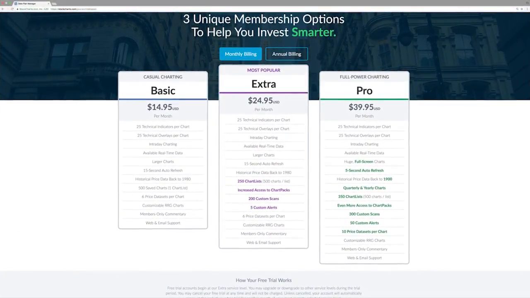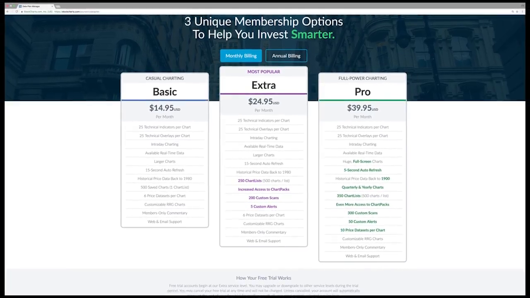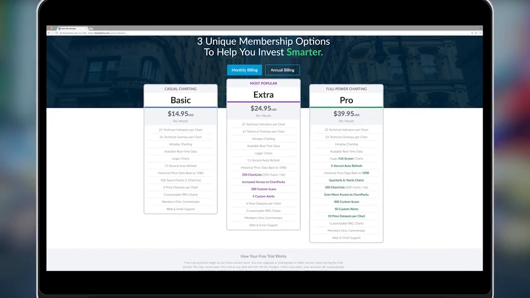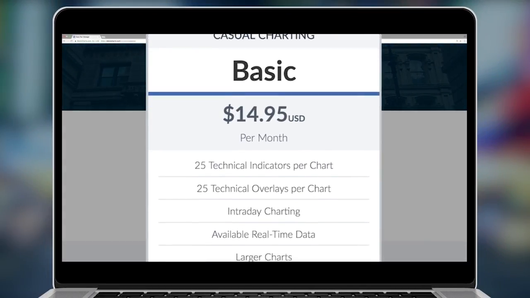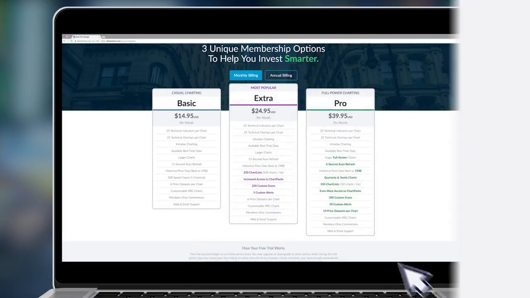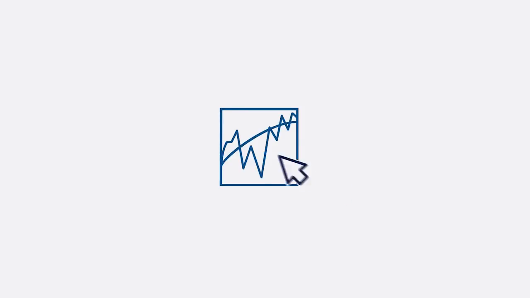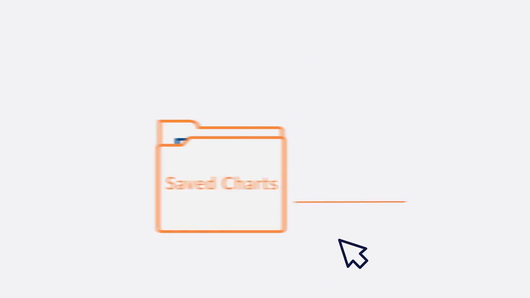To start, you'll want to choose from one of our 3 service levels: Basic, Extra, or Pro. Each service level represents a collection of features and options bundled together. If you're new to StockCharts, our basic service level is a great place to start. At $14.95 per month, Basic will allow you to create larger, more powerful charts and save them to your account.